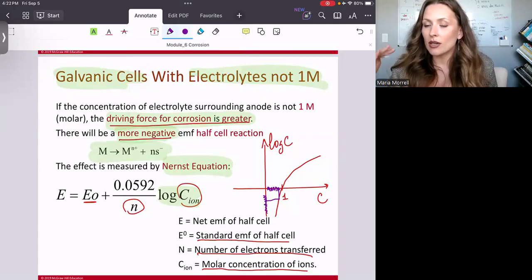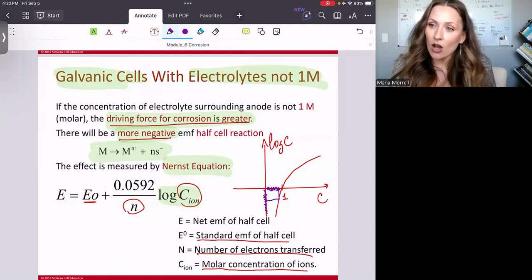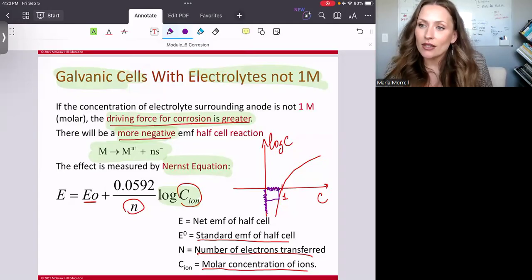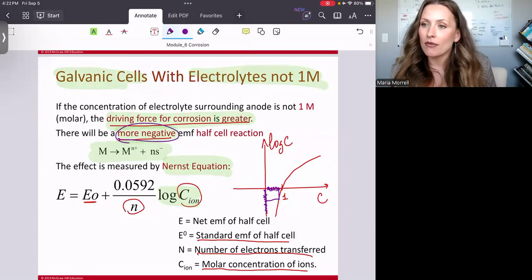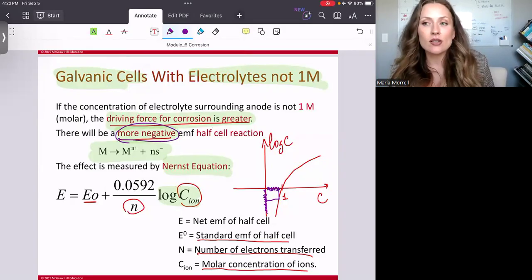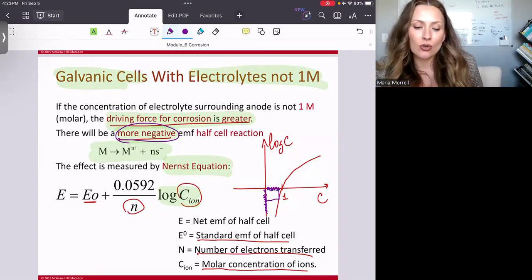So the logarithm of this concentration is actually always below zero. It's going to be somewhere from here, right? And it means I have my E naught minus something negative, and this is why you have a more negative EMF. So this is just something to keep in mind. I actually will have a really good example to show you later.